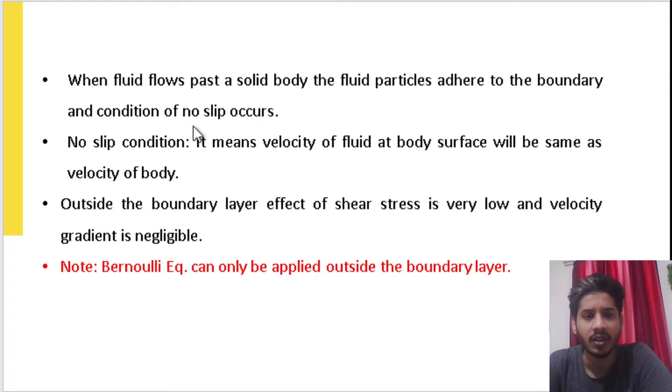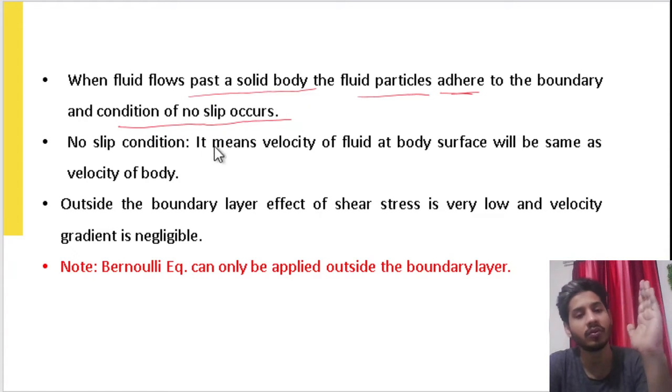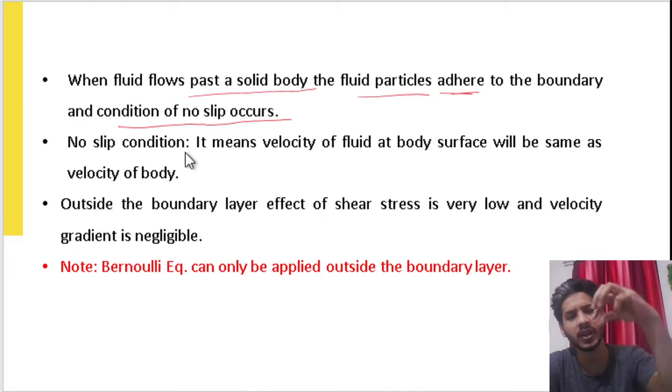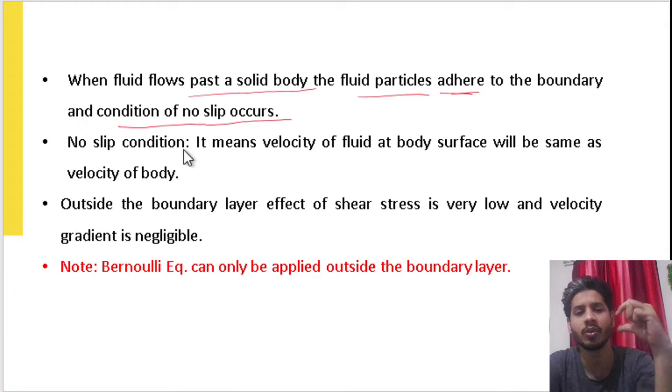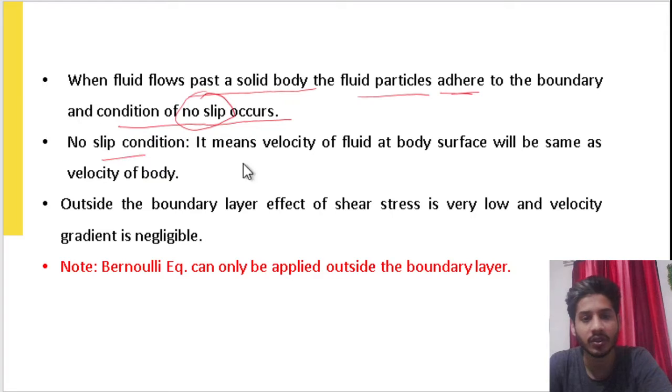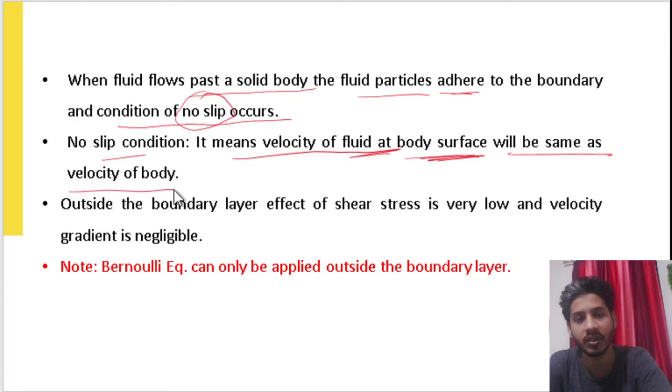So you can see when a fluid flows past a solid body, the fluid particles adhere to the boundary and the condition of no slip occurs. As I told you, some of the fluid particles stick to the surface of the solid boundary, where there is zero velocity. This is the no slip condition. It means the velocity of the fluid at the body surface will be the same as the velocity of the body.